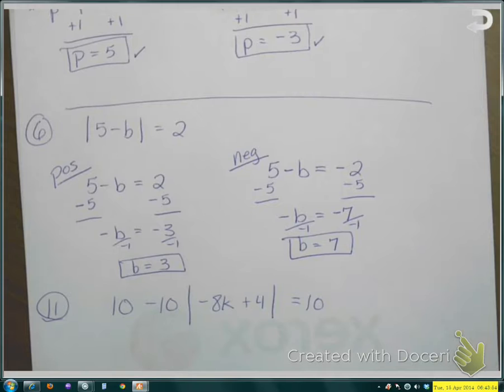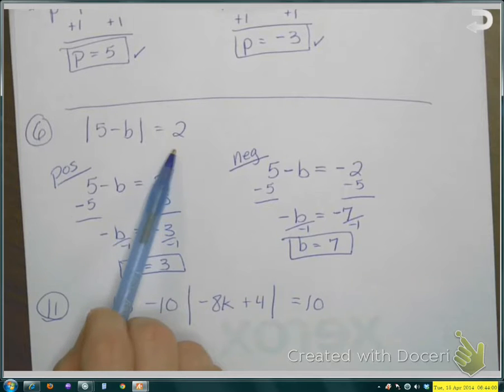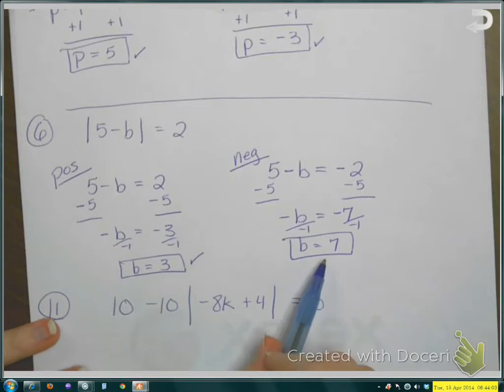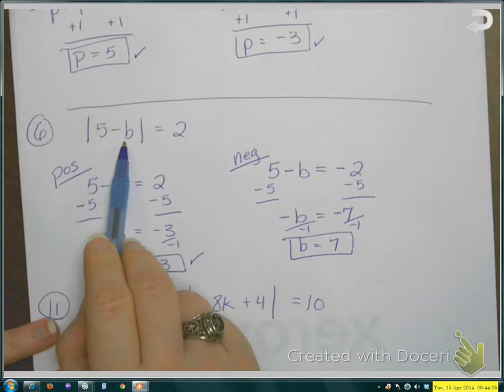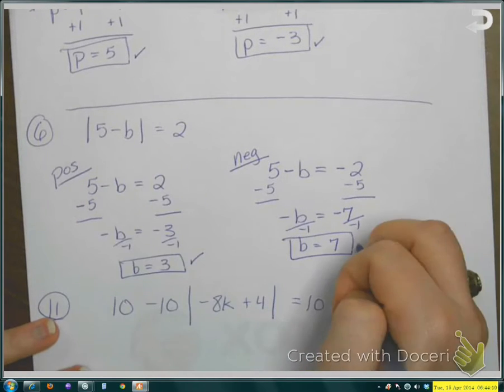Okay, so let's check it. 5 minus 3, does that equal 2? Yes. Take the absolute value, still equals 2. 5 minus 7 is negative 2, take the absolute value, you get positive 2, so it checks.